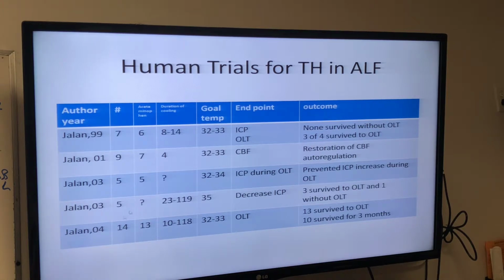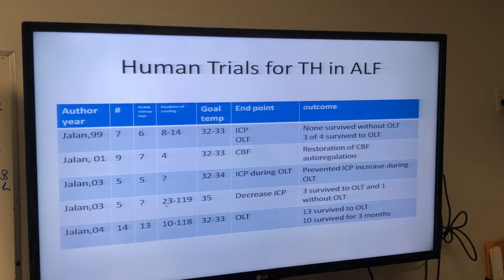All right, the trials that were done, these are all the trials that were done by the same person in Europe. And they're all mostly acetaminophen toxicity, right? A small number of patients, 7, 9, 5, 5, and 14 patients, most of them Tylenol. Duration of cooling started short, then went up all the way to 118 hours, which is like 4 days. Goal temperature, same goal temperature, 32 to 34. End point, decreasing the ICP and successfully waiting for organ transplant.